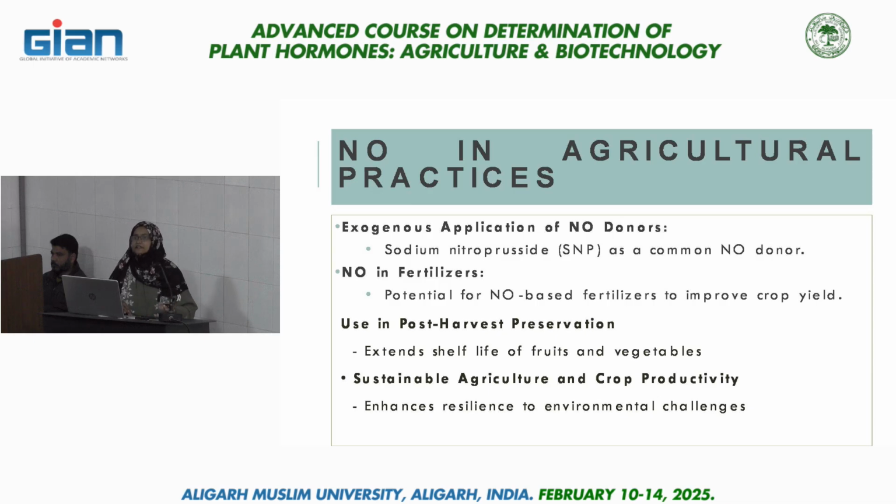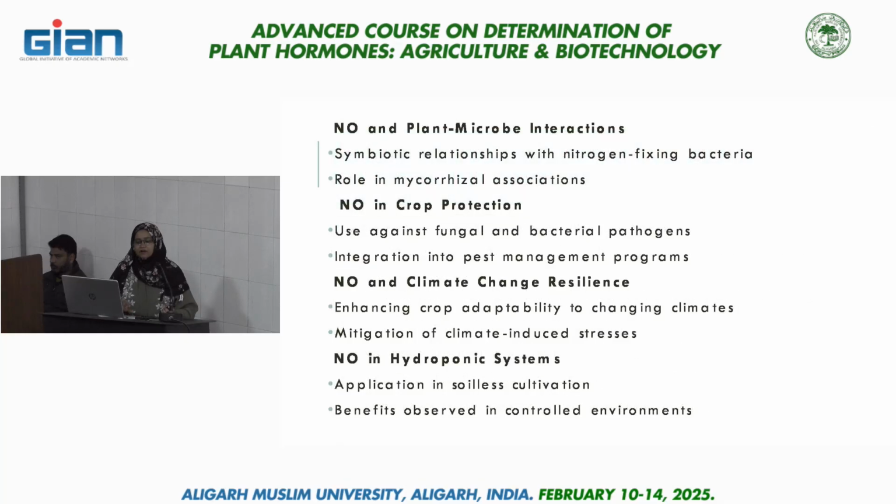So, as we have discussed earlier, fruit life increases because NO delays the fruit ripening by delaying the ethylene hormone. In the next one, it is also involved in some other activities like NO aids in the plant-microbe interaction, promoting nitrogen fixation and microbial association. It is also a potential tool for pest management and fungal and bacterial disease control. Besides this, NO also enhances the crop adaptability to climate change and hydroponic systems.